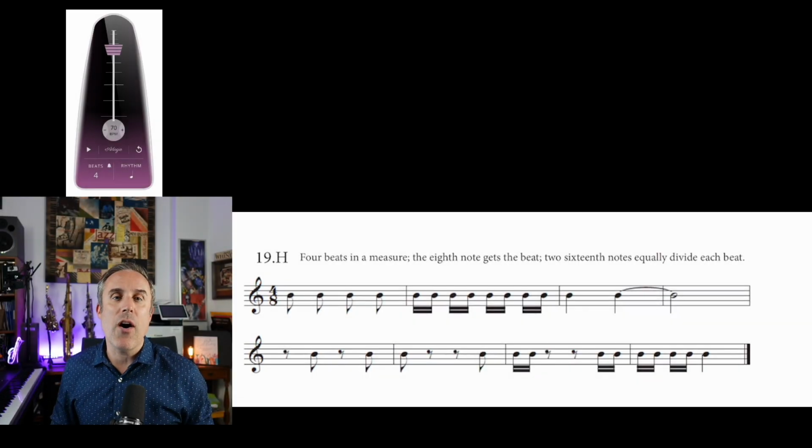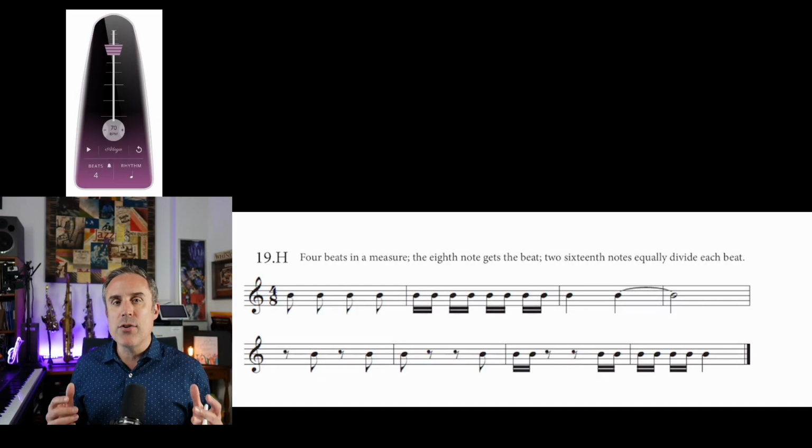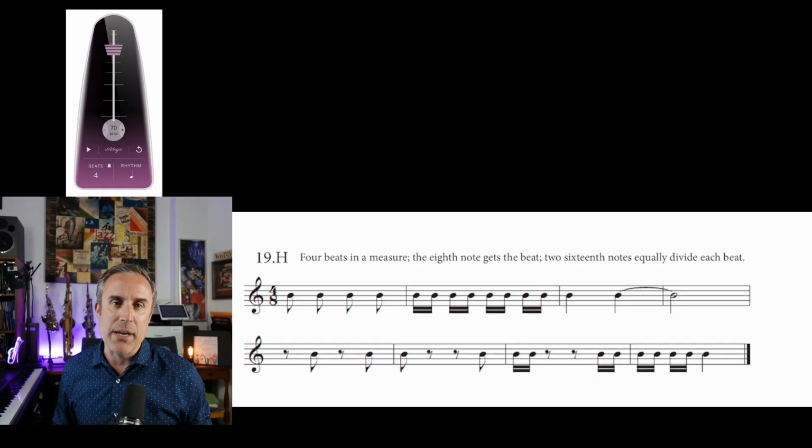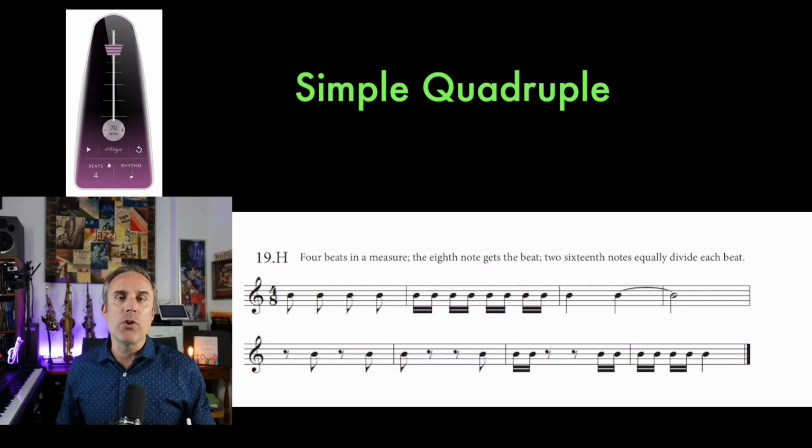All right, here we are at the next exercise, another simple time signature. However, we're going the opposite direction here. We had the half note getting the beat or the pulse in 3/2. Well, here we've got the eighth note getting the beat. We have a simple quadruple time signature with 4/8.